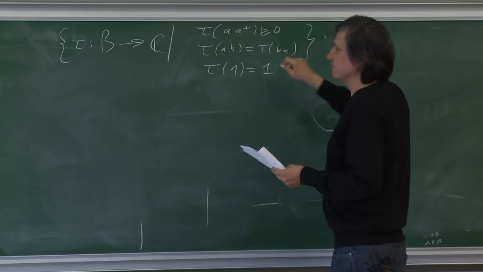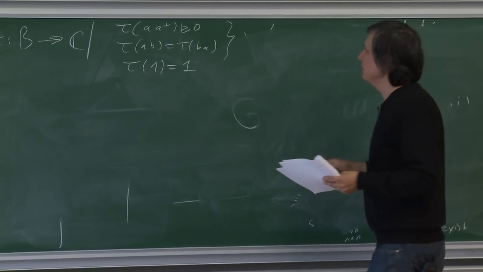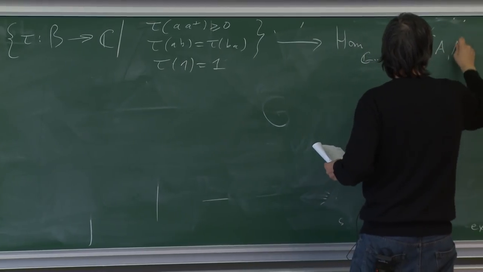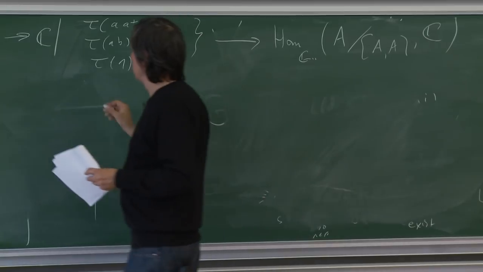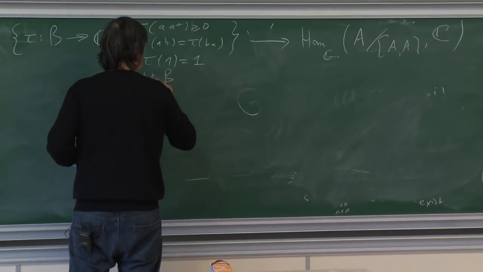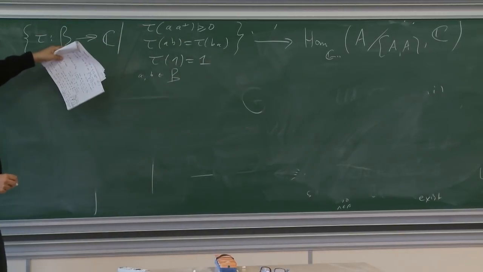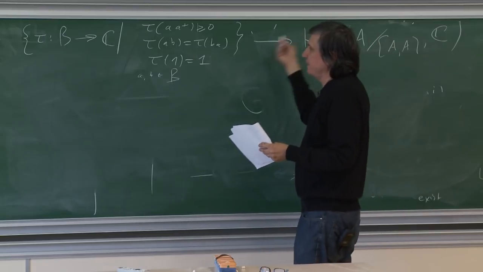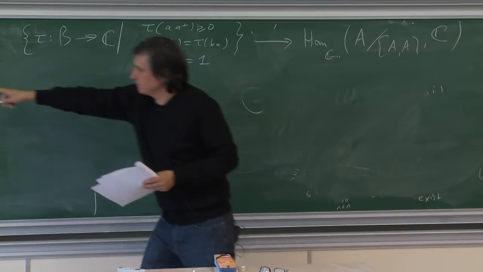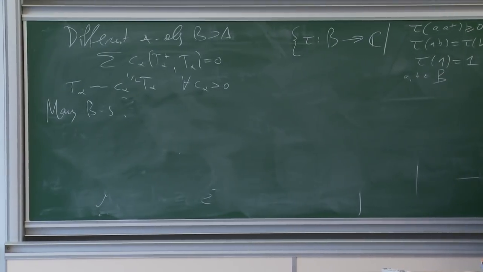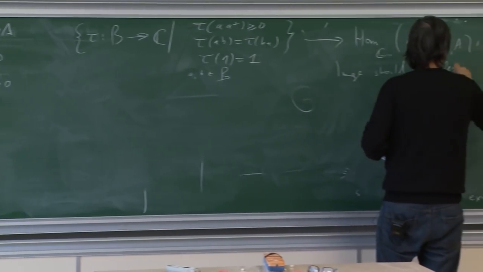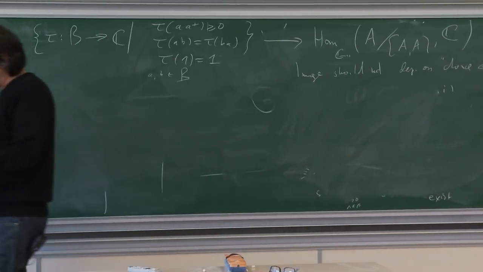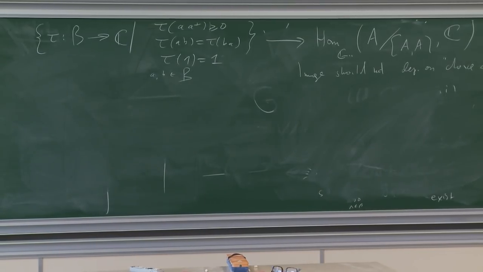Consider just traces, called states in quantum mechanics, on this algebra. This thing maps to a homomorphism of vector spaces from A modulo commutators to C. The small a is not necessarily an element of capital A. It could be anything. And you get the image, and the conjecture is that the image doesn't depend on the choice of B. That's the first case, when mu I equal to 0.